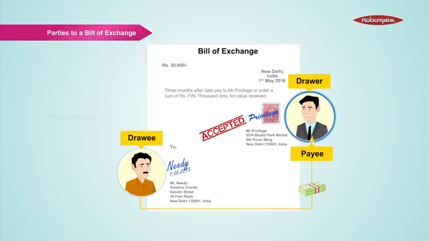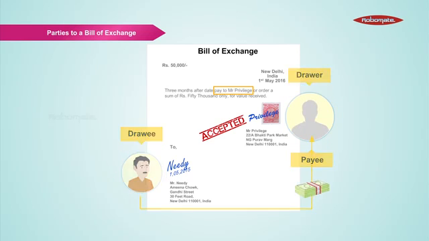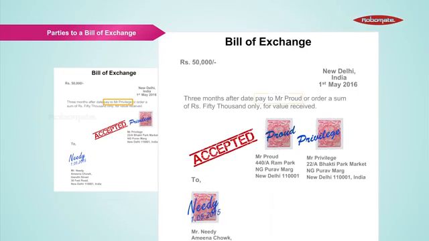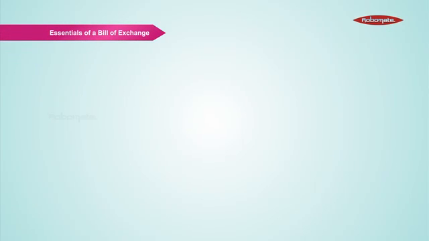In this case, the drawer and the payee are the same. When the drawer has made the bill payable to himself, the drawer is the payee. In other cases, the drawer and the payee may be different. Payee can also be a person to whom Mr. Privilege owes money, and in this case, the payee is Mr. Proud.